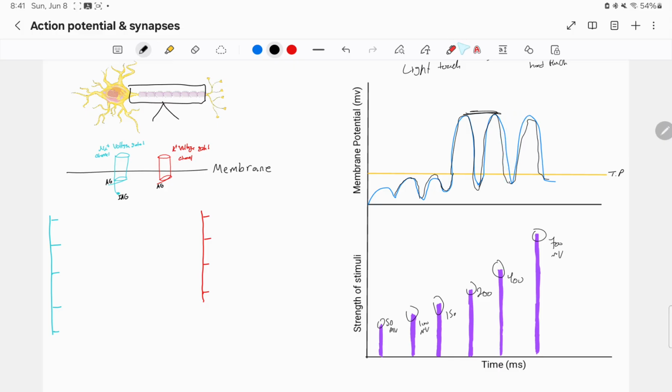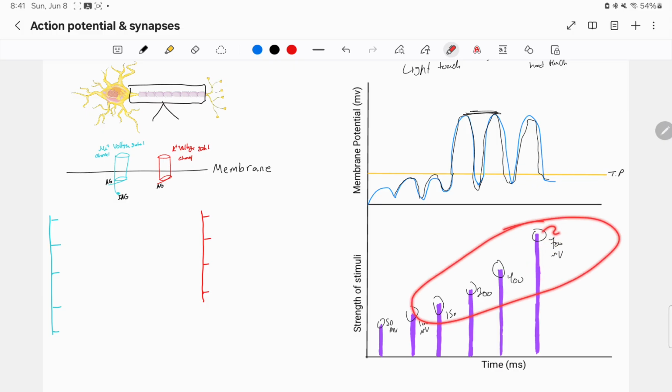What does this tell you? What does this whole part of the experiment tell you? This tells me that the amplitude, the from here to here portion of the action potential, stays the same after I hit the threshold stimulus.